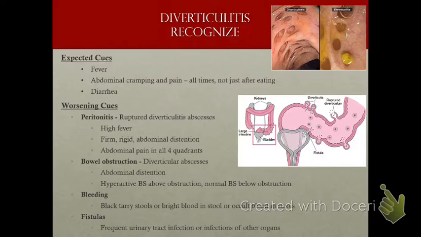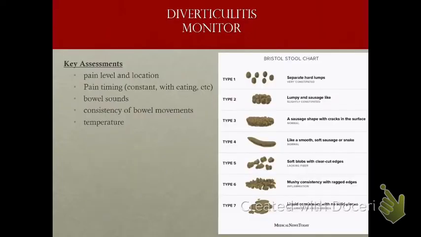Fistulas. This is where it actually can anastomose and fistula through these little diverticuli. If they're rubbing up against, like, the bladder or the liver or something, they make fistulas. It's just their worsening cues. It's basically this intestine outpouching causing problems.